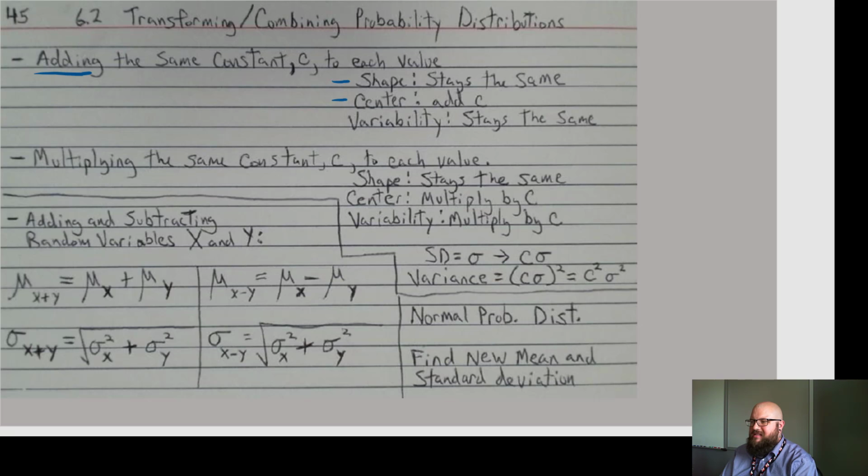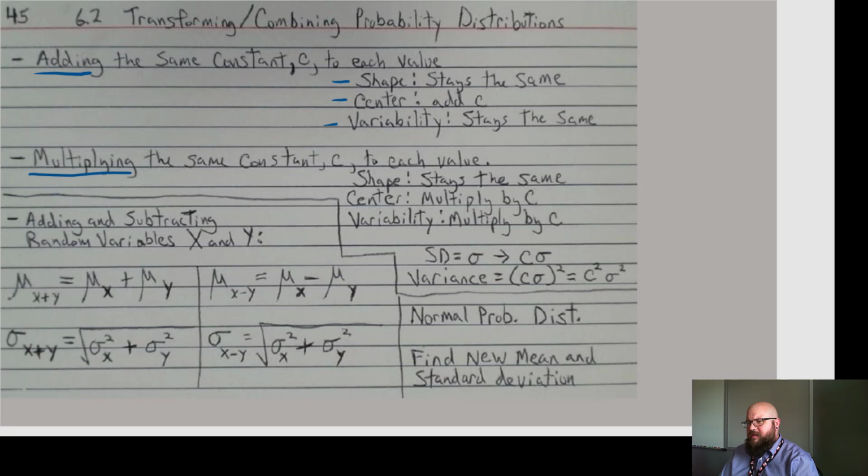Our center we would add C, and our variability stays the same. We'll talk about that and we'll see that, okay? We'll do an example on that. So again, adding isn't going to change the shape or the center too much, but you're just going to have to add that value that you added, C, to the center, okay? And the variability will stay the same.